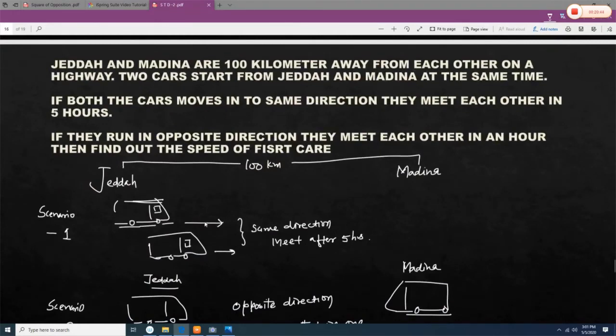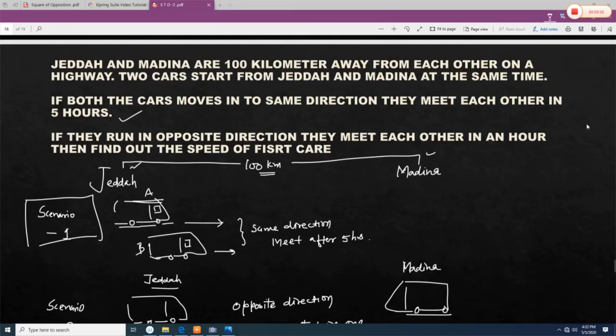Jeddah and Medina are 100 kilometers away from each other. So this is Jeddah and this is Medina, and the distance is 100 kilometers. If both the cars move in the same direction, they meet each other in 5 hours. So let's say in scenario 1 there are two cars, car 1 and car 2, or A and B, moving in the same direction.